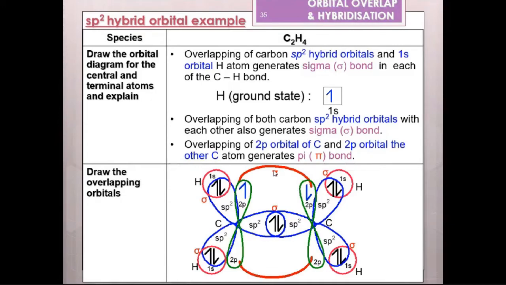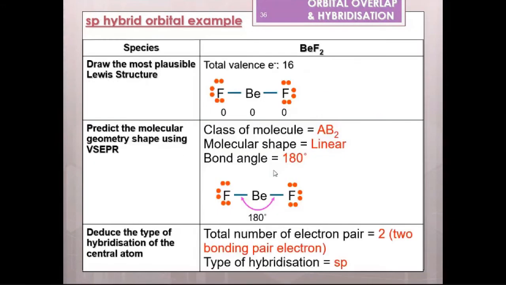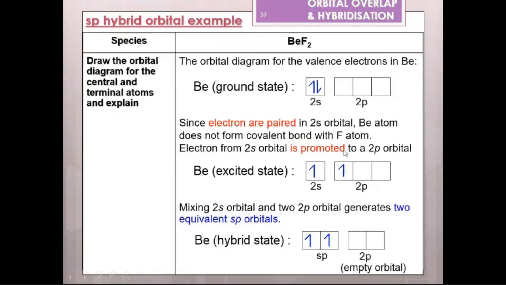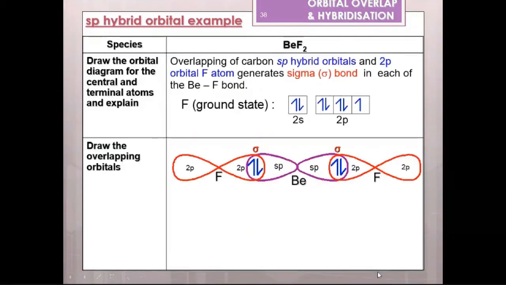Okay, this is linear, simple. sp, so 2 electron pair. So ground state like this is not enough, must be excited to form with 2. So sp, this is 2p empty orbital. Who does it form with? With fluorine, 2p. If fluorine, p orbital. If hydrogen, spherical.